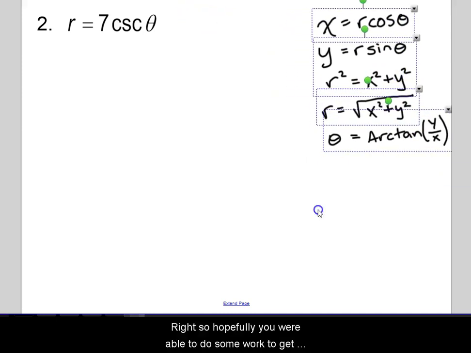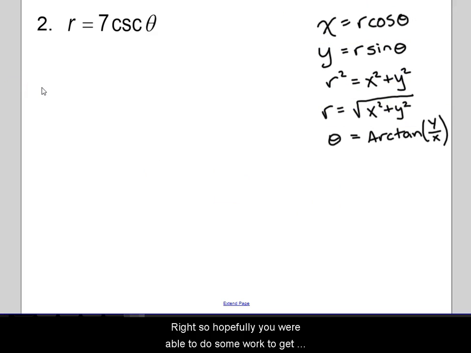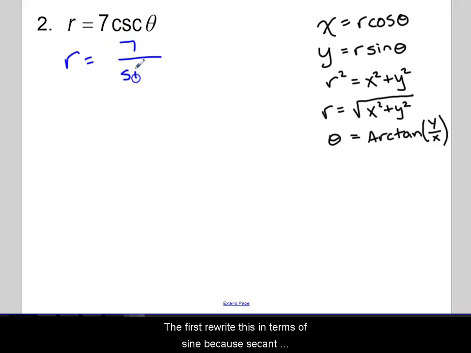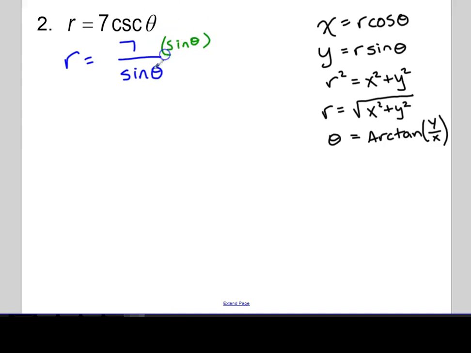All right, so hopefully you were able to do some work to get this into an x or y, or a combination of x's and y's format. A rectangular equation, in other words. So I'll go through this quickly, because it's very similar to the previous one. We're going to first rewrite this in terms of sine, because cosecant is the reciprocal of sine. Having done that, we're going to get it into a form that doesn't have any fractions by multiplying by sine on both sides.